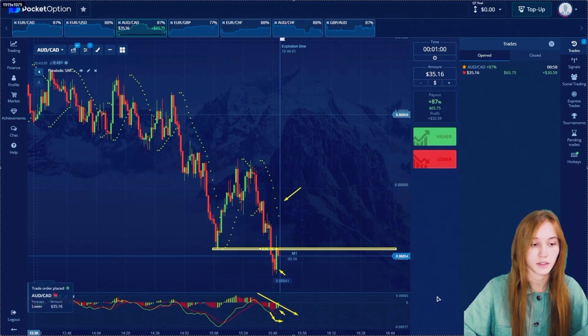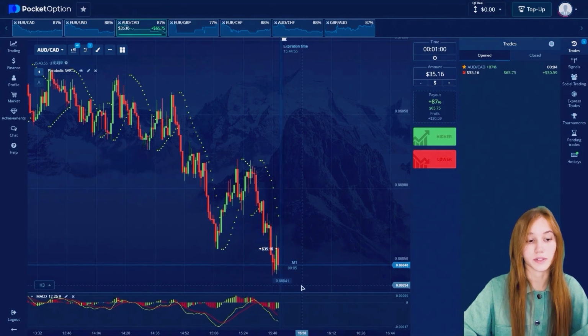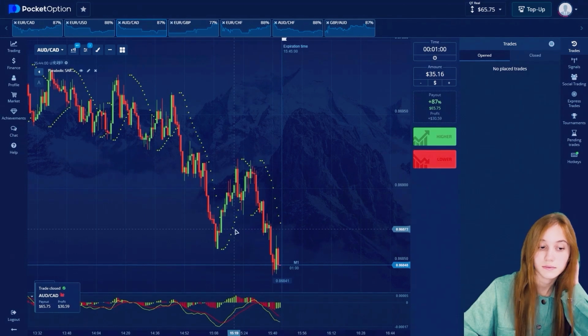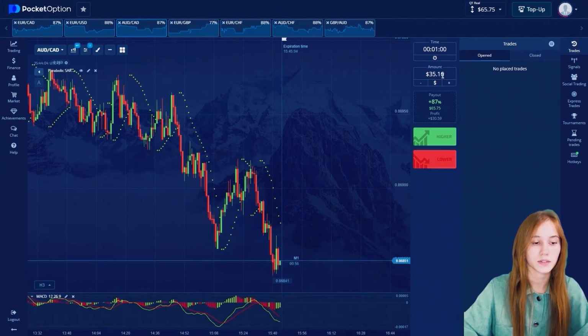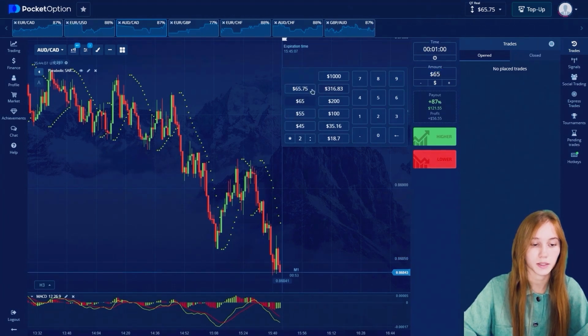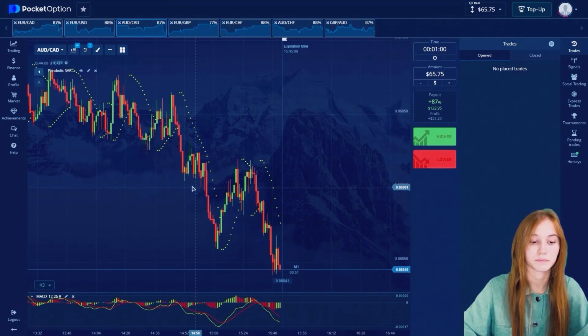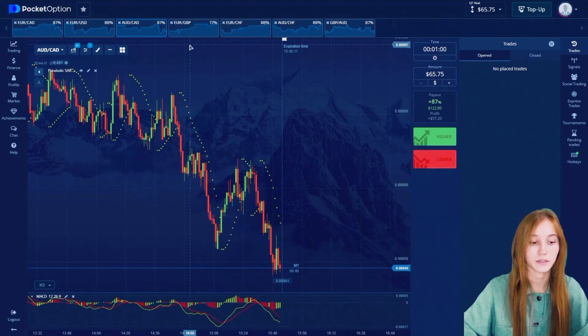So we move on by trend. Two seconds. Yeah, the trade is closed in plus, like the previous ones. Great. $65. We increase the balance and move on to the fourth candle bar. And here we are in the next candle bar.